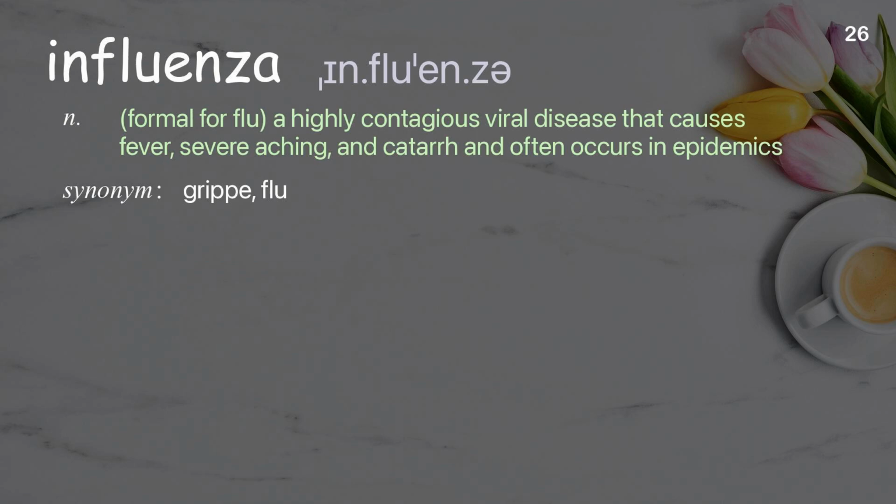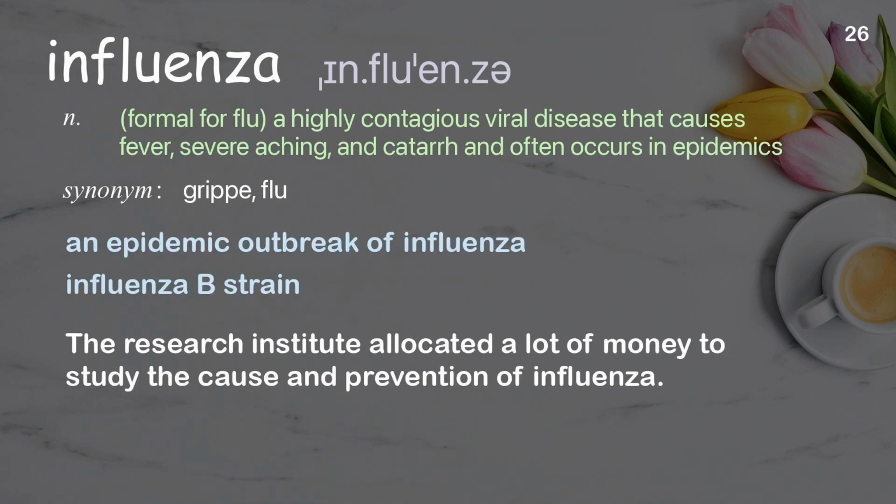Influenza. Formal for flu, a highly contagious viral disease that causes fever, severe aching, and catarrh and often occurs in epidemics. Examples: An epidemic outbreak of influenza. Influenza B strain. The research institute allocated a lot of money to study the cause and prevention of influenza.